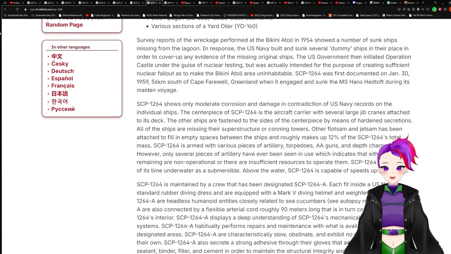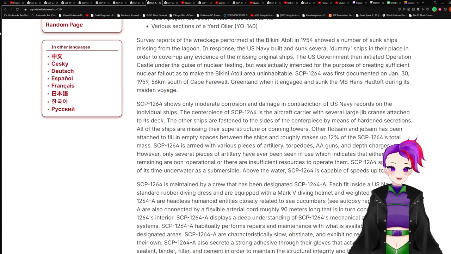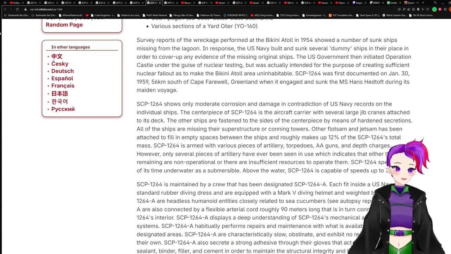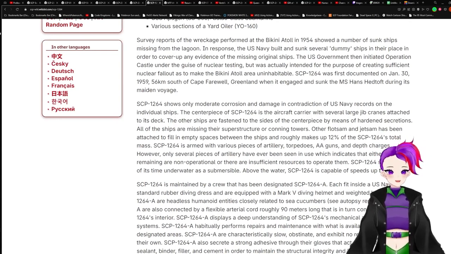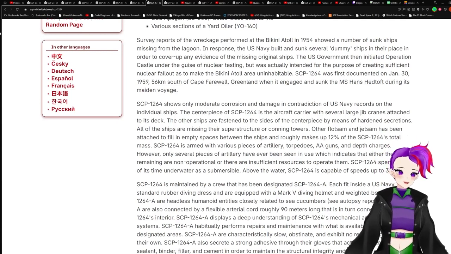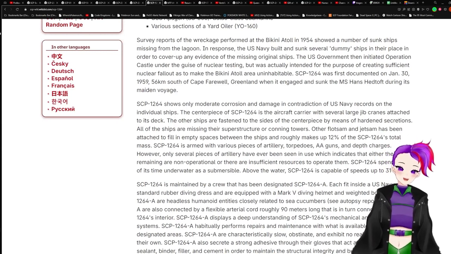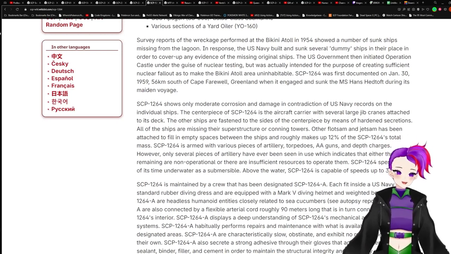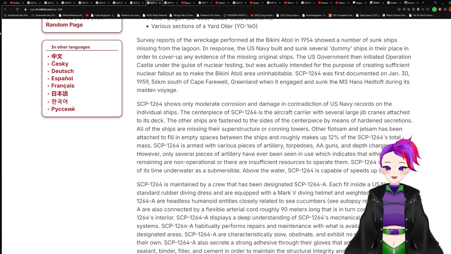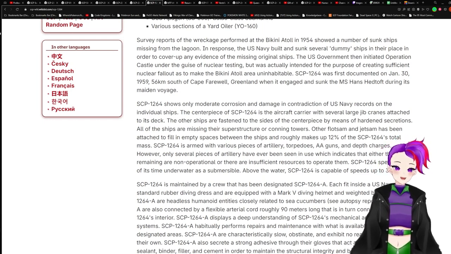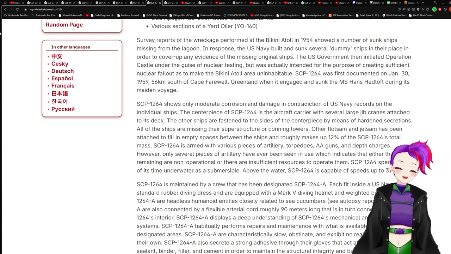Survey reports of the wreckage performed at the Bikini Atoll in 1954 showed a number of sunk ships missing from the lagoon. In response, the U.S. Navy built and sank several dummy ships in their place in order to cover up any evidence of the missing original ships. The U.S. government then initiated Operation Castle under the guise of nuclear testing, but it was actually intended for the purpose of creating sufficient nuclear fallout as to make the Bikini Atoll area uninhabitable.